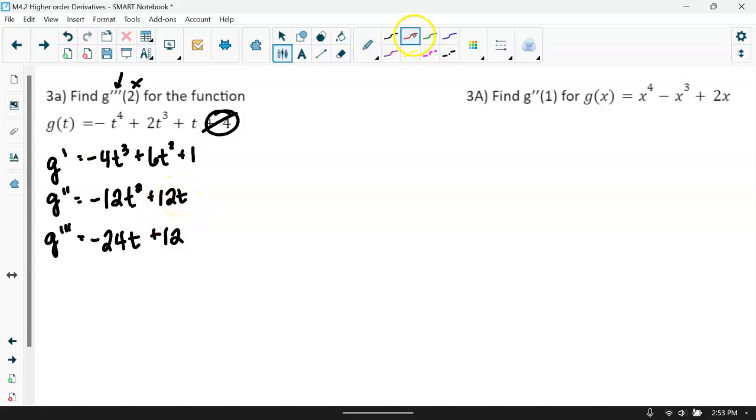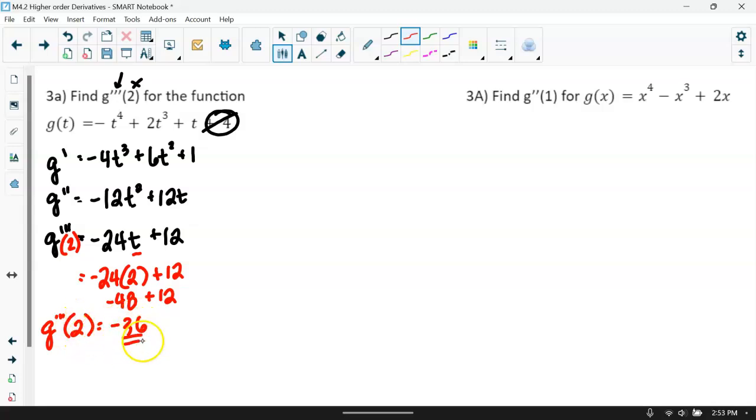So now here we go. We can find our value at 2. So p is 2. So our value here is -24 times p, which is 2, plus 12. So now I've got negative 48 plus 12. So our third derivative, right, when p is 2 is equal to negative 36. That is the output. Go ahead and pause the video and try the You Try on your own.